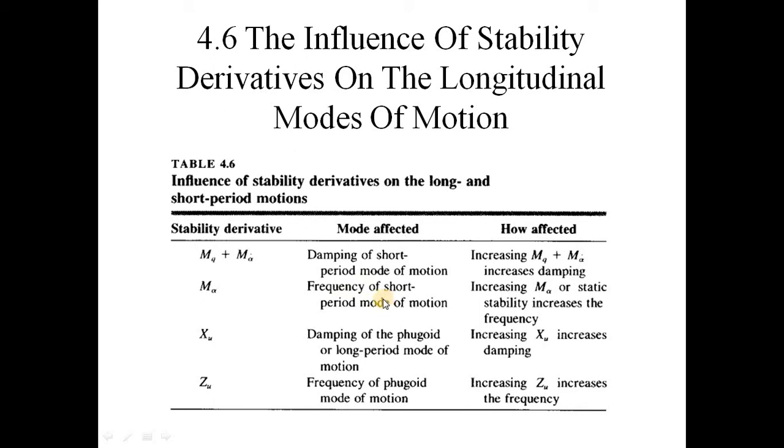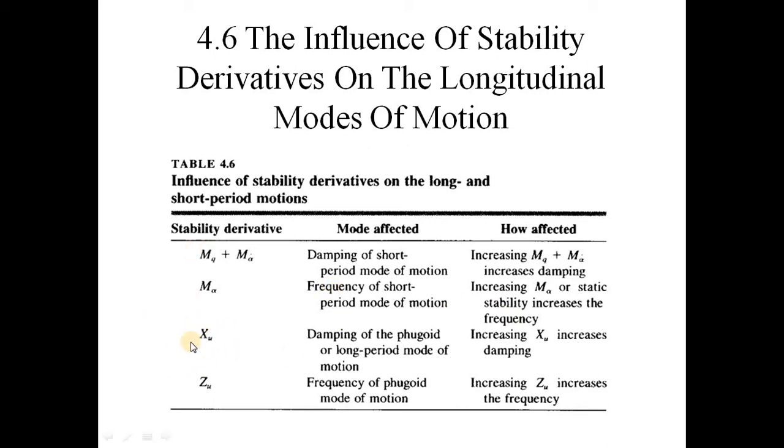Okay, so lagi steep dia punya C_M alpha punya slope, lagi besar dia punya frequency. So the steeper the slope, maknanya CG tu lebih jauh ke depan berbanding dengan neutral point, the frequency lebih besar. So increasing M_alpha of static stability increases the frequency. So kalau CG kita move ke belakang dekat dengan neutral point, frequency of short period dia akan jadi rendah.